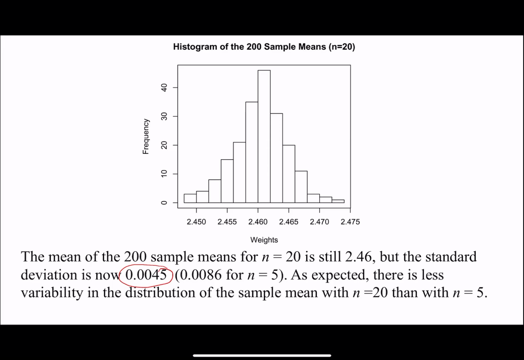So obviously, larger sample sizes within our trials are better. As n gets larger, we're going to get closer and closer and closer to that population mean. All right.